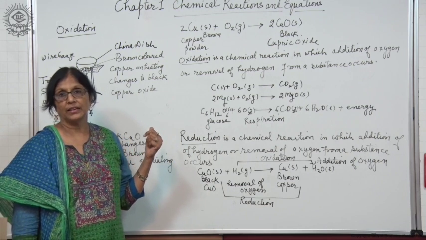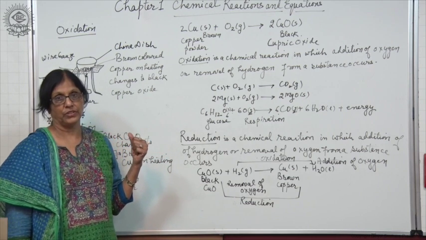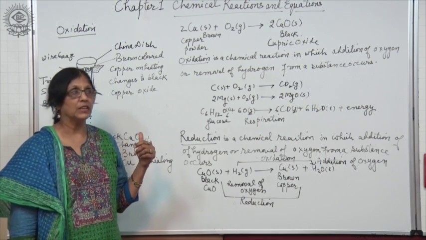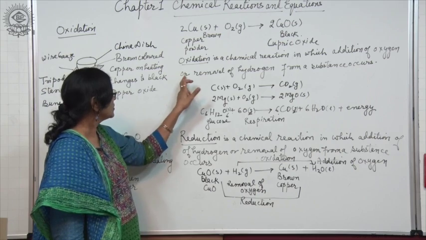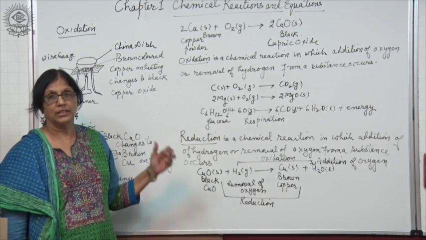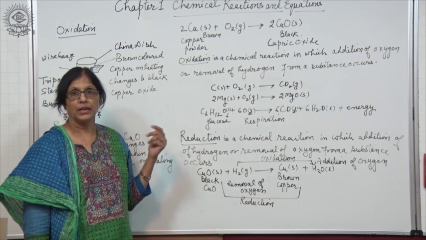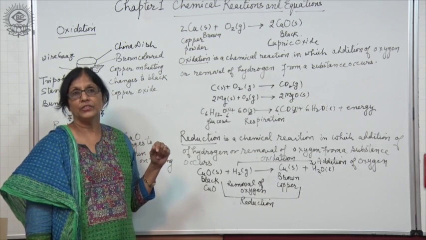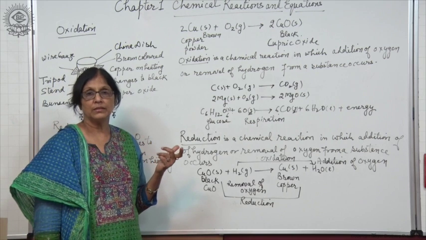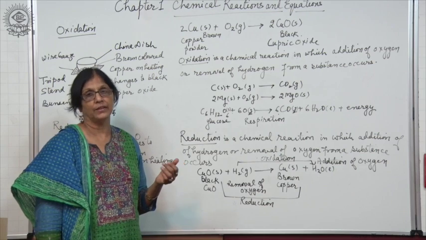We can now define what oxidation is. Oxidation is a chemical reaction in which addition of oxygen or removal of hydrogen from a substance occurs. So you can see this is the definition. Some more oxidation reactions we can discuss right now, like burning of carbon in air, burning of magnesium in air, and the respiration process which takes place inside the body, where glucose is burnt in the presence of oxygen to give energy and to form carbon dioxide and water.